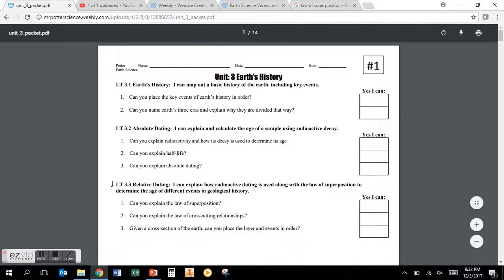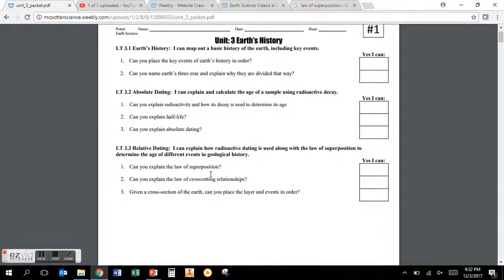Okay, for this video, this is for learning target 3.3, relative dating, and basically explaining how we use the law of superposition and a few other laws to help us determine the age of different events, but not the exact age, just putting them in relative order with each other. So the big ideas for this learning target are understanding the law of superposition, the law of cross-cutting relationships, and being able to put events in order if you're given a cross-section of the Earth.